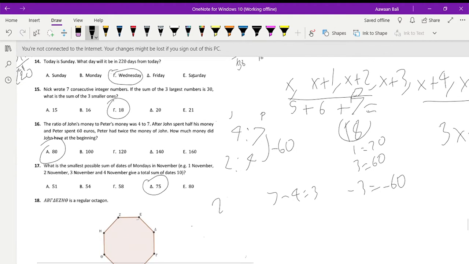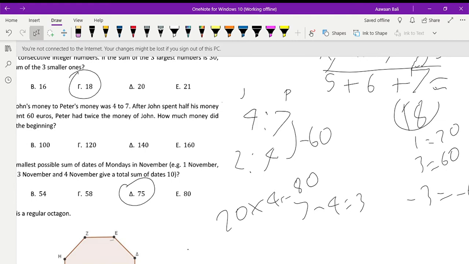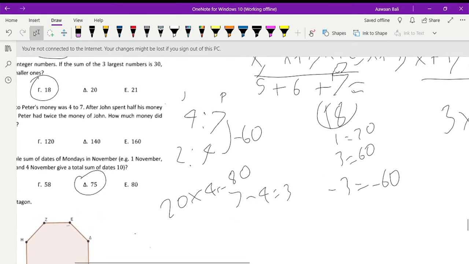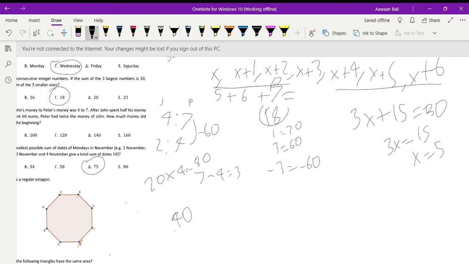So you can just do 20 times 4 and you get alpha, 80 euro. You can check this later. Basically, John had 80 euro and Peter had 140 euro. 140 minus 60, like 4 times 140 minus 60 is 80, and 4 times 20 is 80 also, so that works. And half of the 80 is 40. Now when you have 40 is to 80, obviously that's a half, since 40 times 2 is 80, which means it still works, and the answer is alpha.